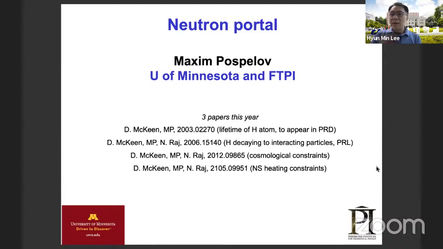Okay, now we are almost on time. So let's move on to the next speaker, Maxim Pospelov from the University of Minnesota. He will talk about the neutron portal.